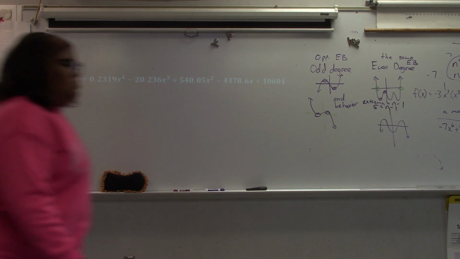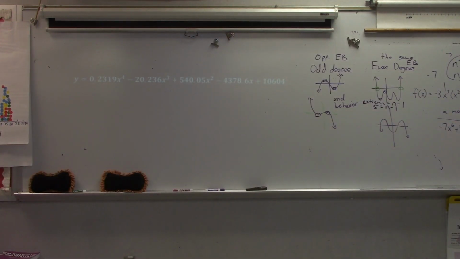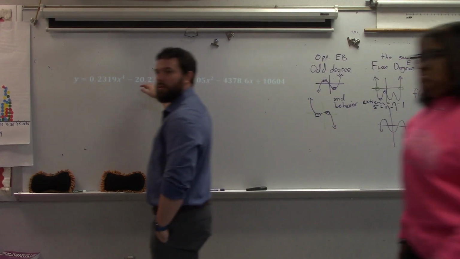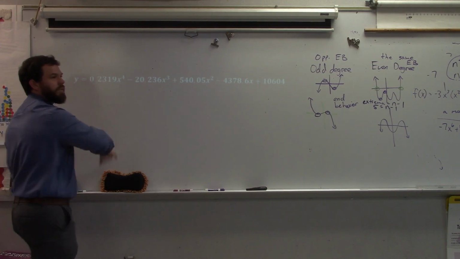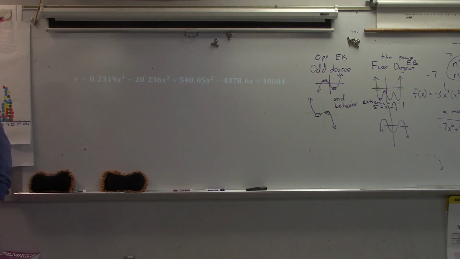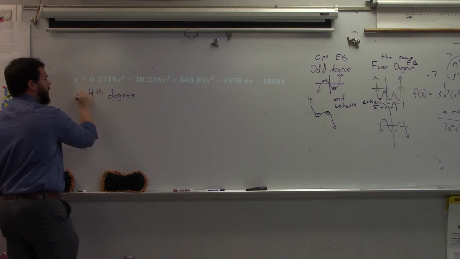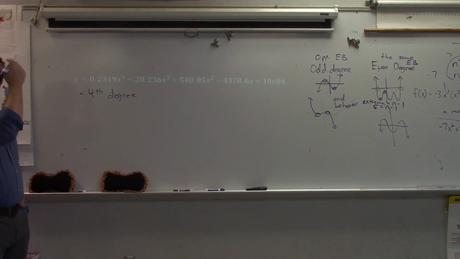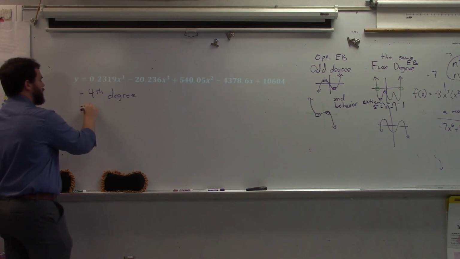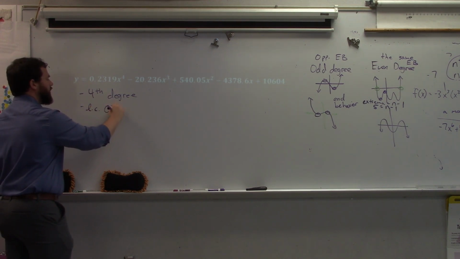So, with all those things that we have talked about at this point, if you need to continue taking some notes, do that. I'm going to do a quick note here. So, about to look at this ugly equation, but it's not bad. What do you know about this function right away? Alright, so we've got fourth degree. What else do we know about this polynomial beyond it being fourth degree? The leading coefficient. The leading coefficient's what? 0.2319.